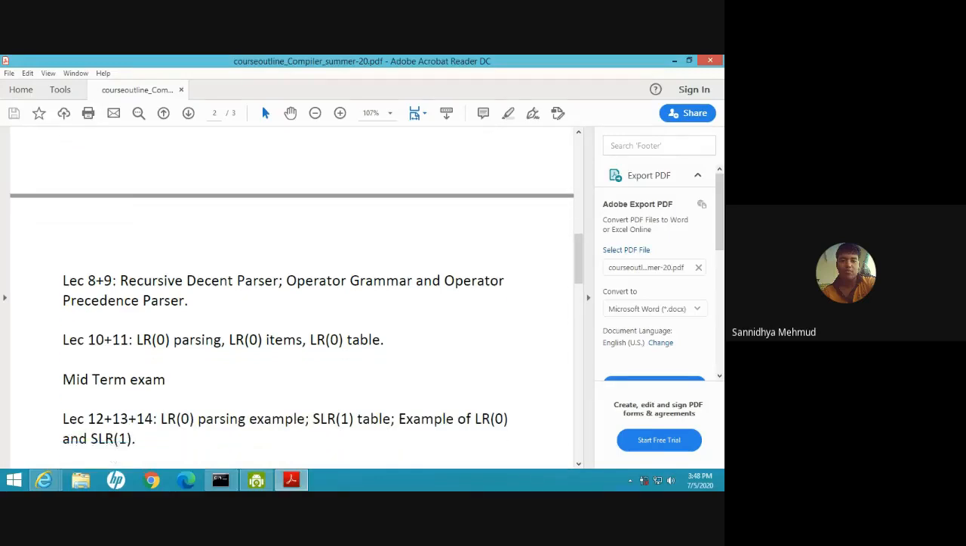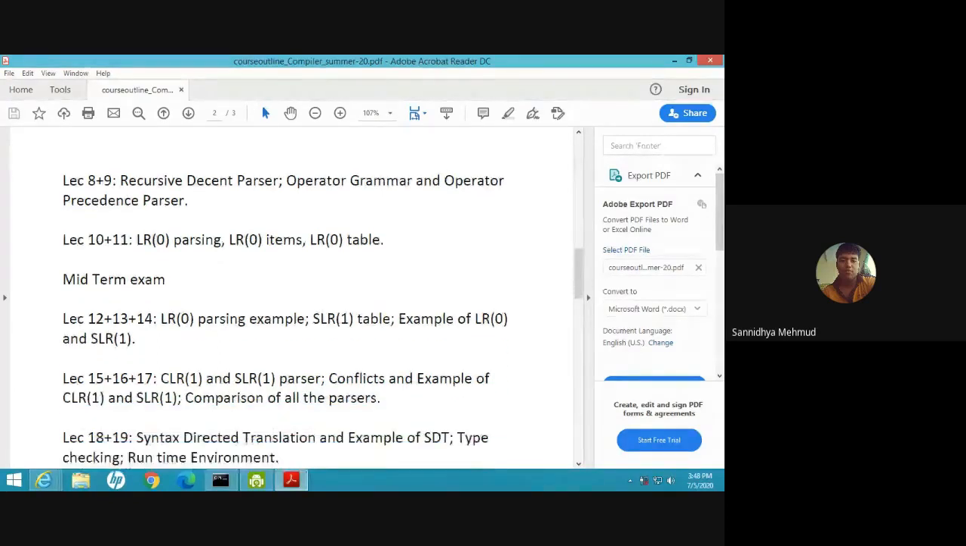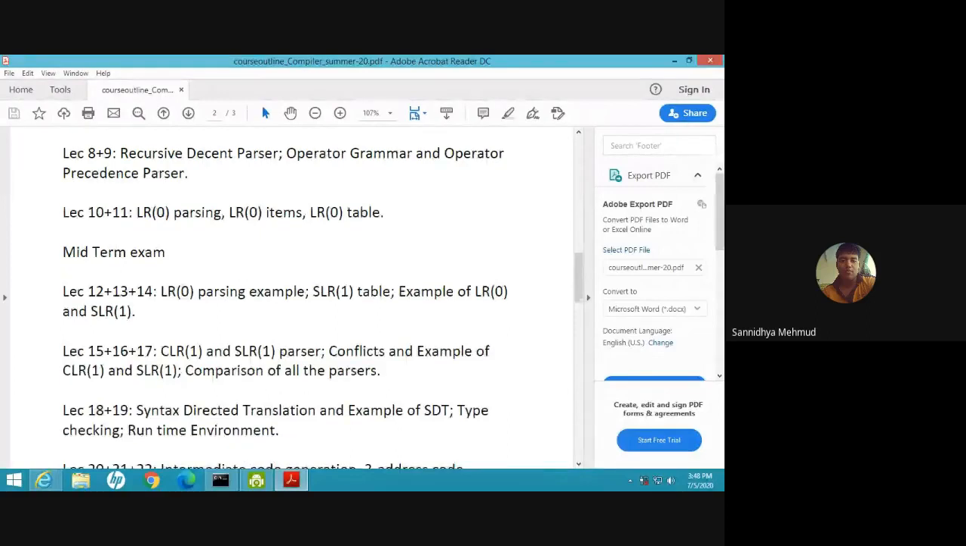Then we go to another top-down parser, called the recursive descent parser. After finishing the recursive descent parser, we'll go to bottom-up parsers. The first bottom-up parser is the operator precedence parser, and before learning it, we need to know something about operator grammar. Then we'll continue with the bottom-up parser, and eventually start LR0 parsing. Before starting LR0 parsing, we need to know what LR0 items are. Then we'll construct the LR0 table. After that, we'll sit for the midterm exam.